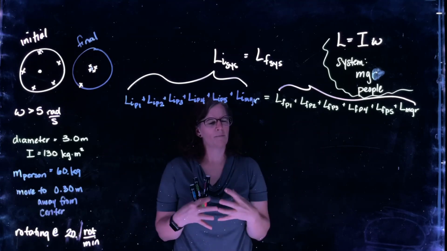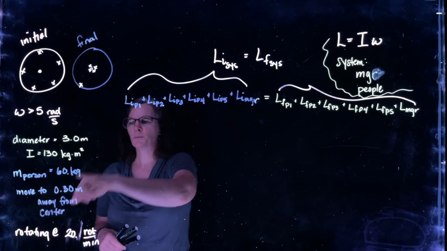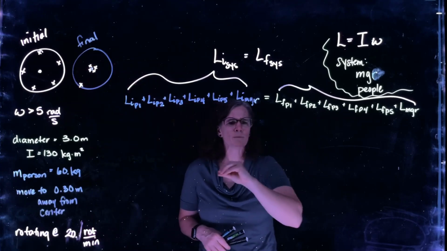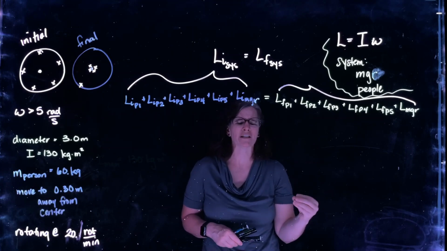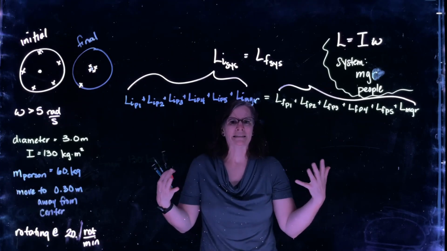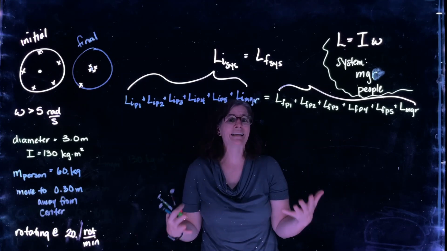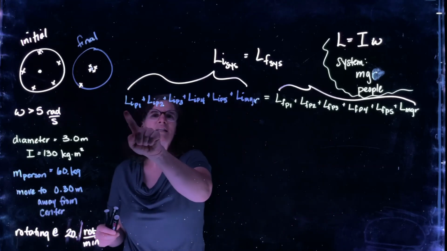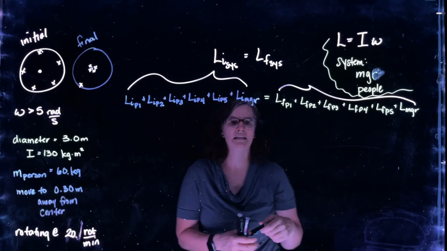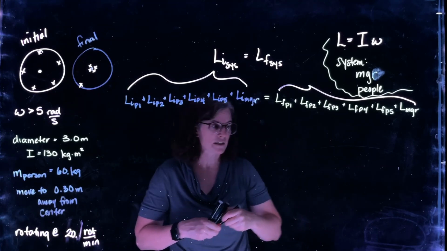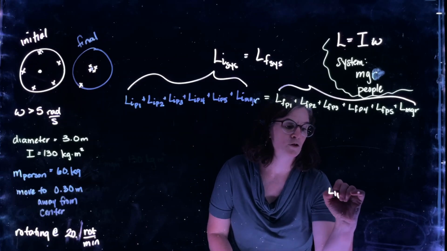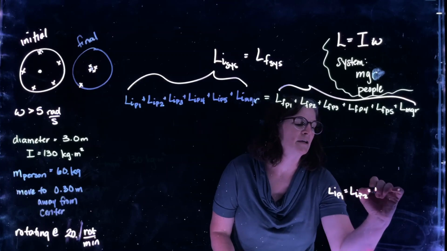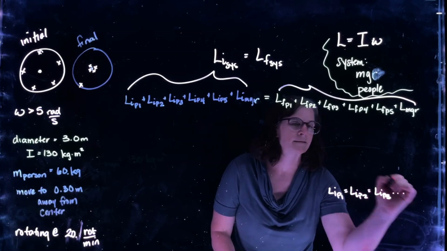Now, can we do a little combining here? We have each person with the same mass. We have each person at the same location. So a mass rotating at a location has the same moment of inertia. And since they're on the same turntable, they have the same angular momentum. So in my initial condition, all 5 of these people, L initial person 1 equals L initial person 2 equals L initial person 3, and so on. They're all the same.